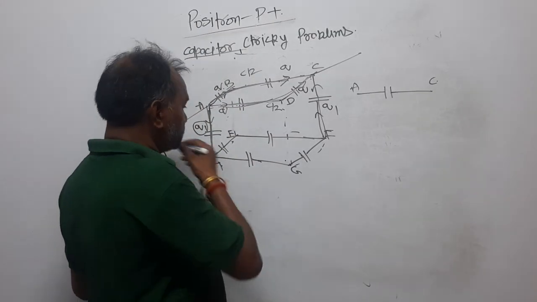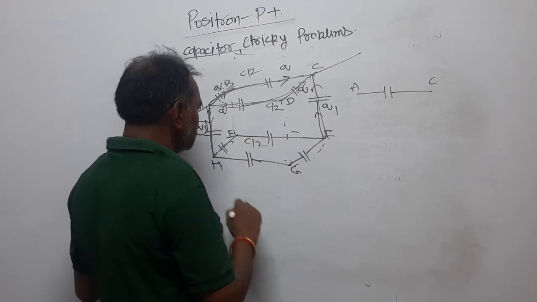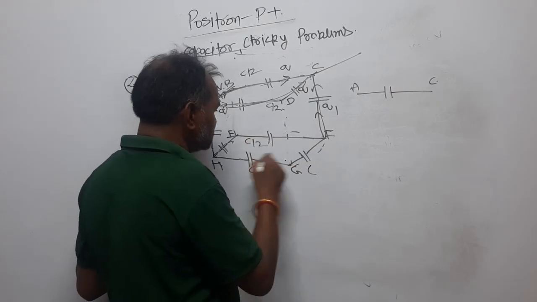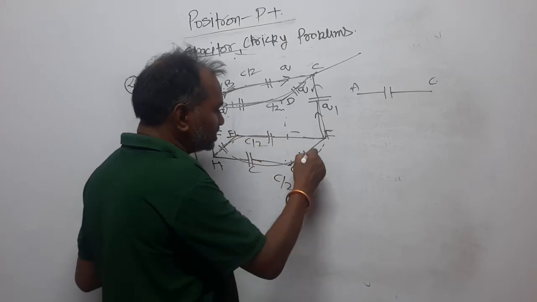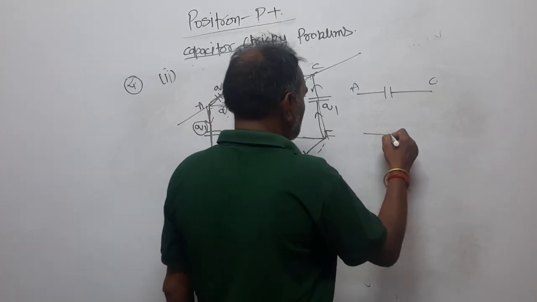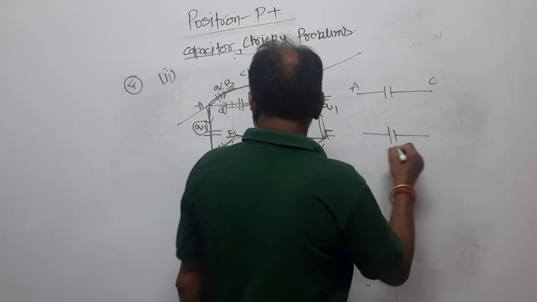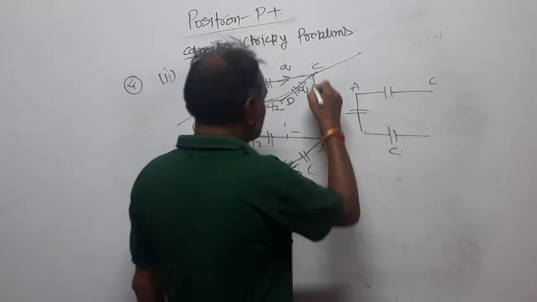Now dear student, look here. This is C, C, again it is C by 2. This C, C series, so their equivalent is C by 2. Now this C by 2 and this C by 2 are in parallel, so their equivalent will be C. Again, this is C and this is C.